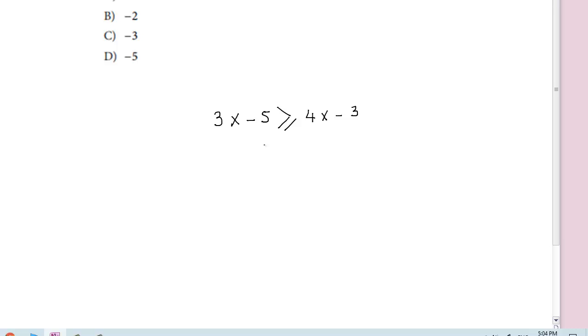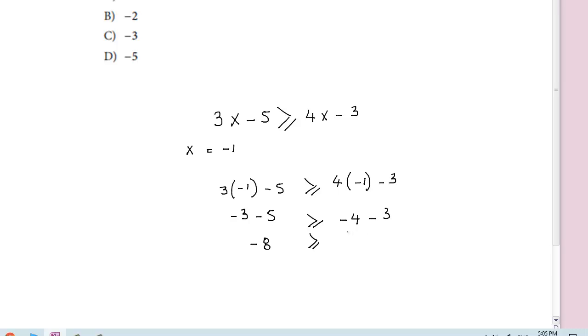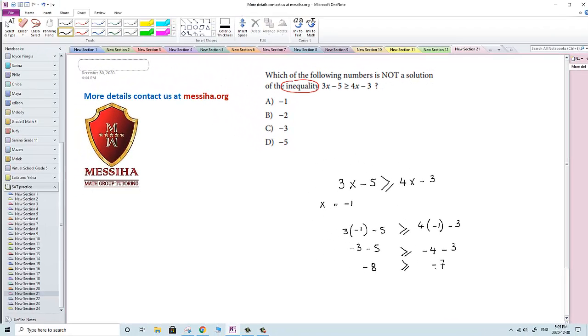So which of the following numbers is not a solution? So we have to choose the one that is not a solution. So let's try first when x equals negative 1. So 3 times negative 1 minus 5 is greater than or equal to 4 times negative 1 minus 3. So 3 times negative 1 equals negative 3, minus 5. That means negative 3 and negative 5, negative 8. Let's see the other side. 4 times negative 1 equals negative 4, minus 3, negative 4 and negative 3, negative 7.